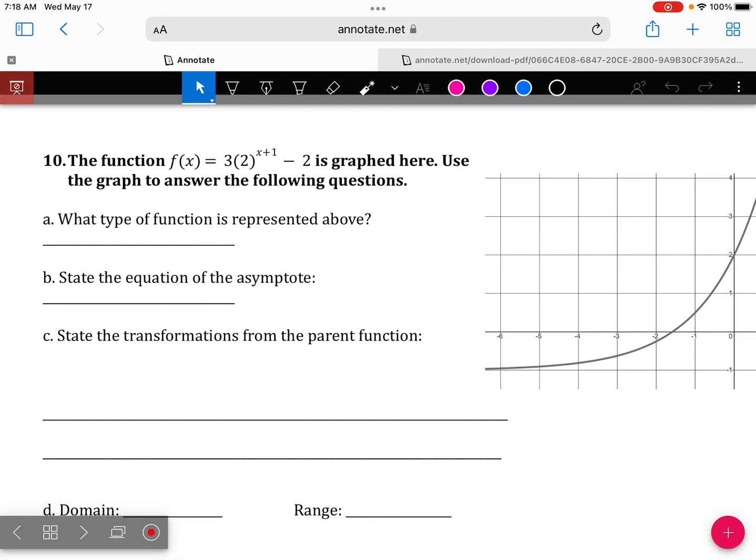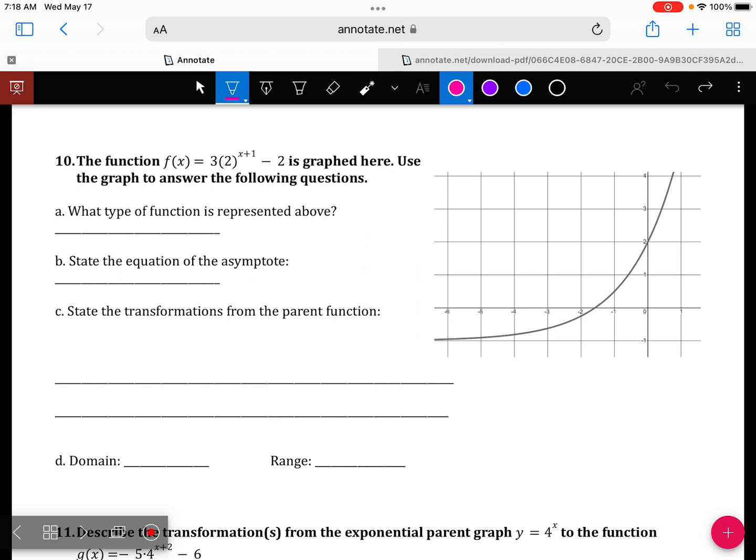So we're going to look at number 10 because it kind of covers a lot of the things on the rest of this page, or at least on the rest of the exponential stuff that I've looked at so far. So, first thing we're asked to do is name what kind of function this is. This is an exponential function.